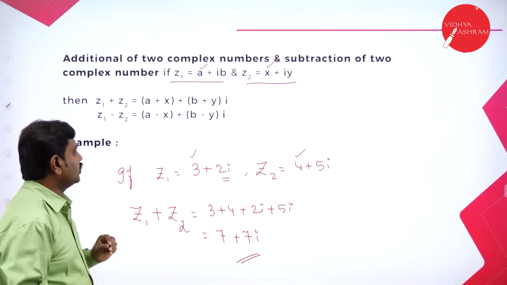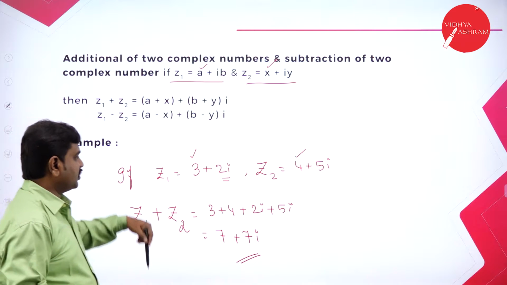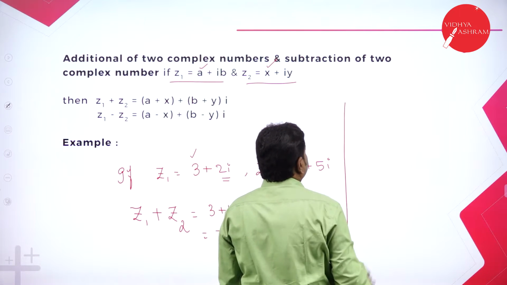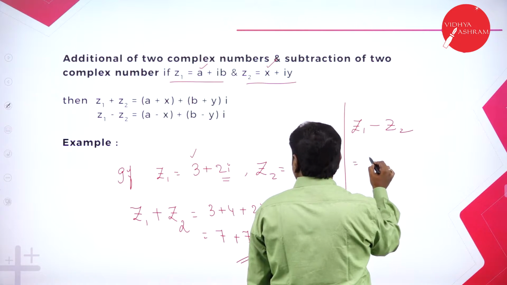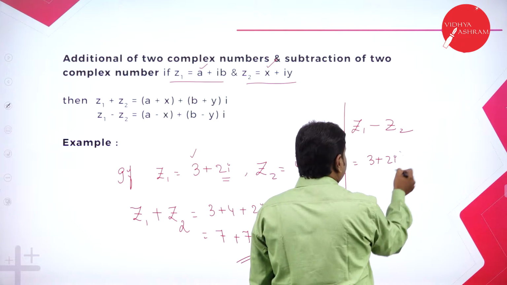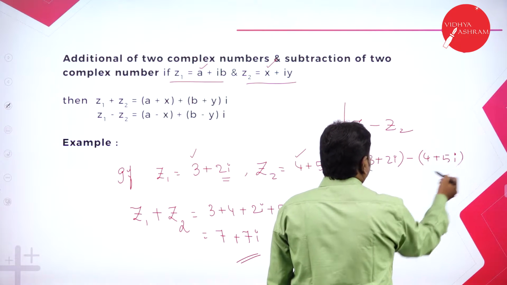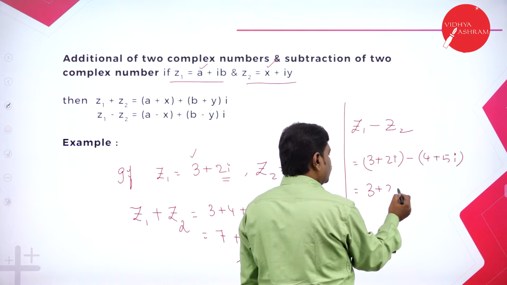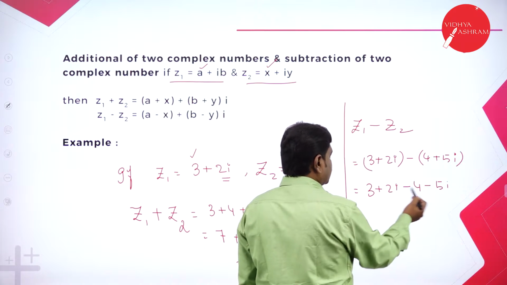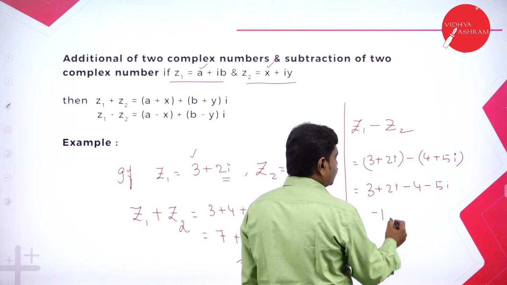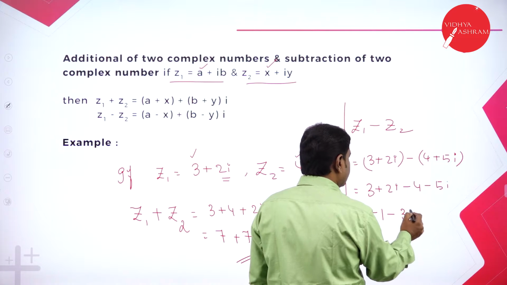Subtraction is also the same. Real minus real, plus i times imaginary minus imaginary. Same thing we will perform. If I ask you to find z1 minus z2, what is z1 minus z2? (3 plus 2i) minus (4 plus 5i). So expand this: 3 plus 2i, open the bracket, so it will become minus 4 minus 5i, and 3 minus 4 is minus 1, and 2i minus 5i becomes minus 3i.